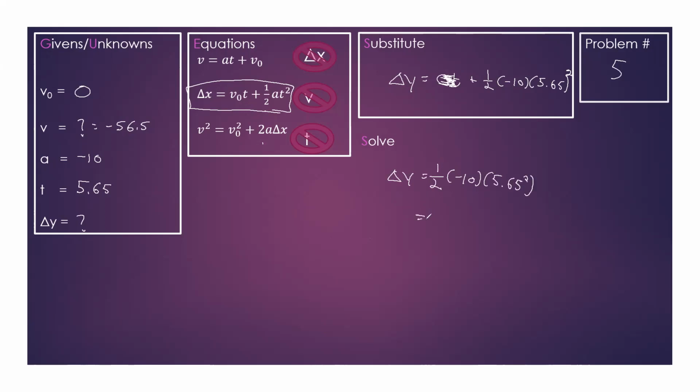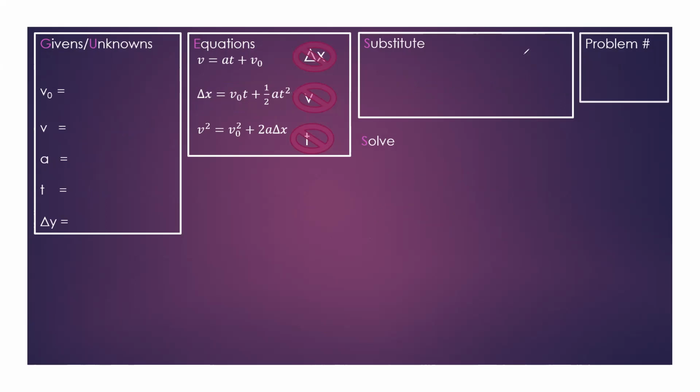Not a lot of algebra to do here. So I got half times negative 10 times 5.65 squared, and that gets me negative 159.61 meters. Again, that's in meters, not in feet, but yeah, same thing. All right, moving on past the free fall problems, on to number 6.